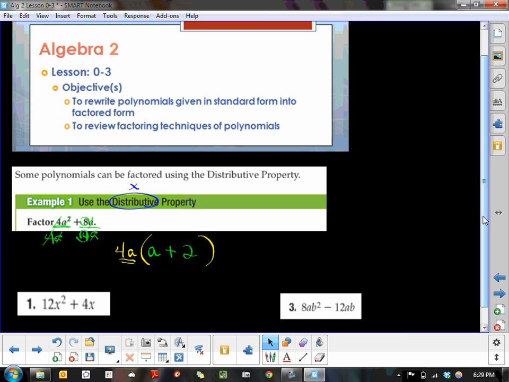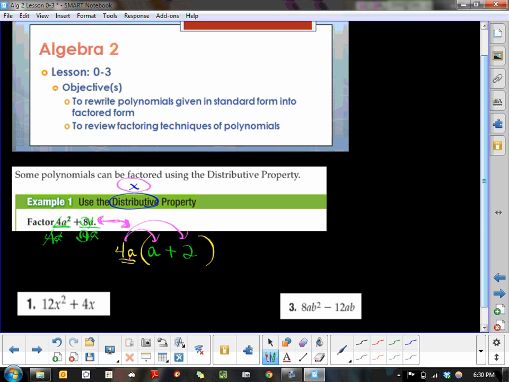When you complete this, you can always check your work and say, well, what if I did this right, then if I redistribute, if I reverse it again and now I multiply, then I should come back to what I started with. So this factoring and distributing are a two-way street. You can get to one side by factoring, the other side by distributing.